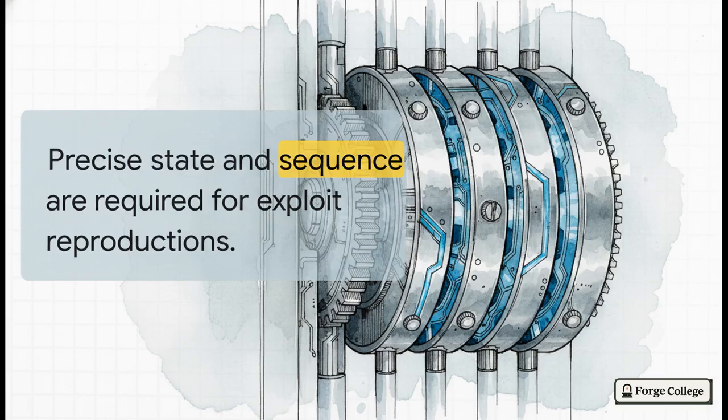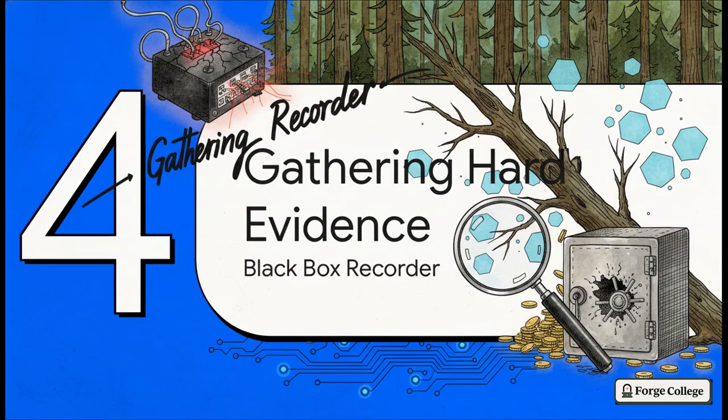And it won't fail because the vulnerability doesn't exist, it'll fail because the setup was sloppy. Precision is literally everything here. Section 4, gathering hard evidence. Let's look at the black box recorder.